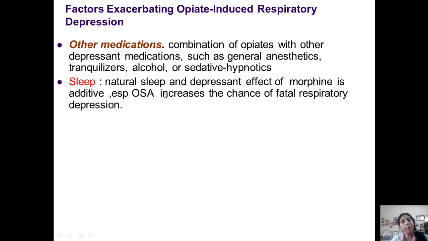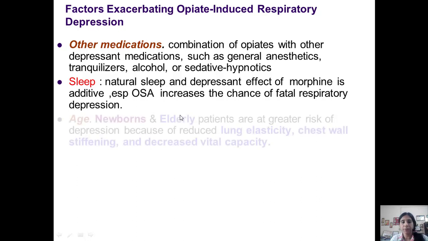Natural sleep and the depressant effect of morphine is additive, okay, and especially obstructive sleep apnea, that is a condition where the upper airways, the laryngeal muscles, will obstruct the breathing of a person, especially seen in patients who are obese, and it increases the chances of fatal respiratory depression.